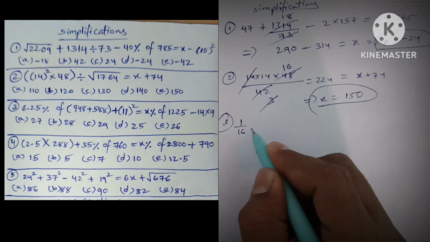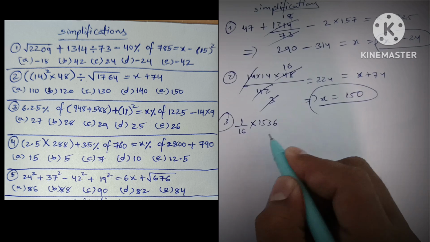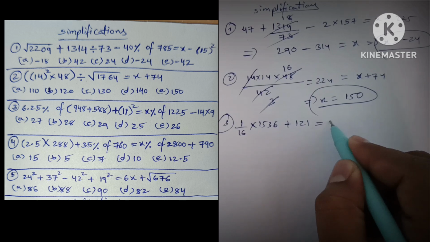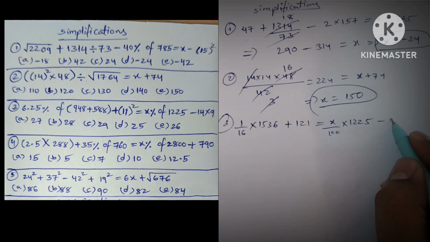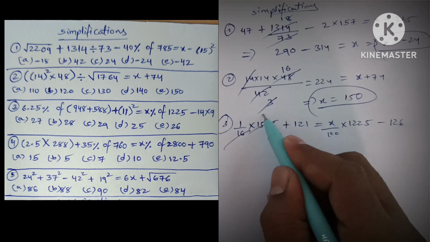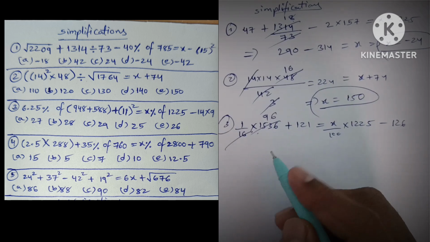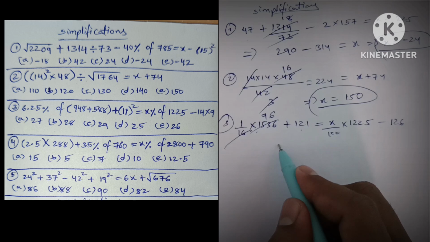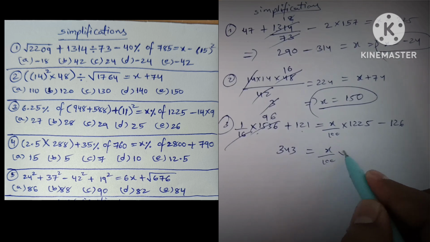6.25% means 1 by 16 into 948 plus 588 which is 1536 plus 11 square 121 equals to x percent of 1225 minus 14 9 times 126. Now 16 9 times, 16 6 times. Okay, 96 plus 121 plus 126 we get 343 equals to x by 100 into 1225.